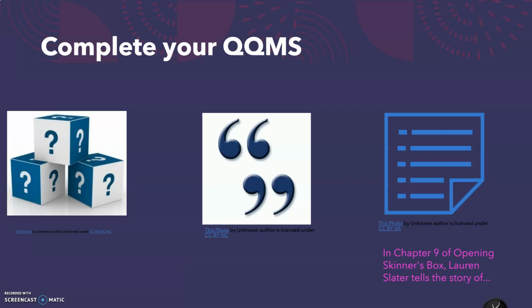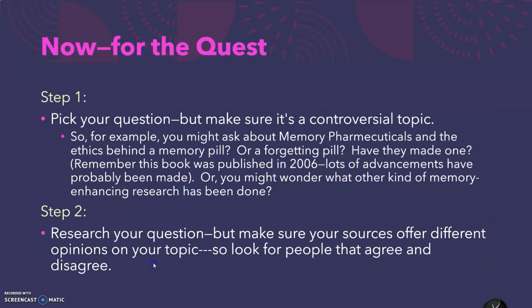Then go ahead and do your QQMS, pick your questions, explain them, pick your quotes, explain them, complete your major support, and then here's your sentence starter for your thesis. In Chapter 9 of Opening Skinner's Box, Lawrence Slater tells the story of, and you'll finish this sentence. So complete your QQMS. Now for the quest.